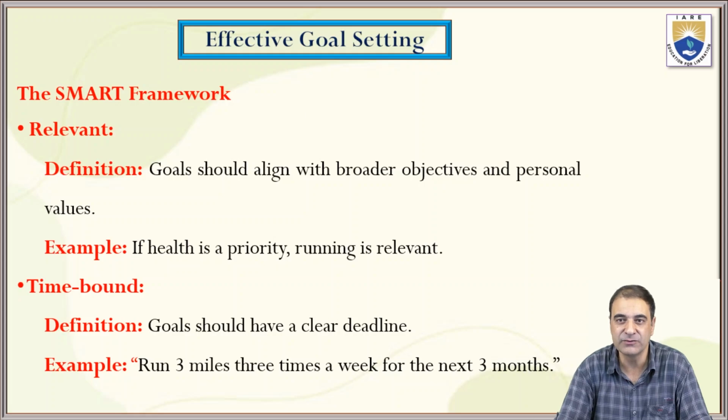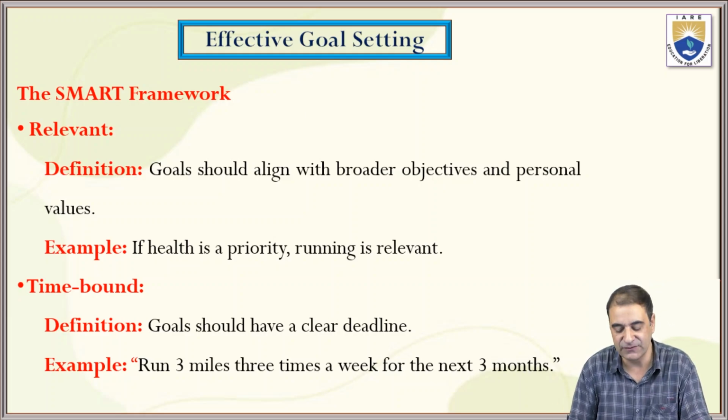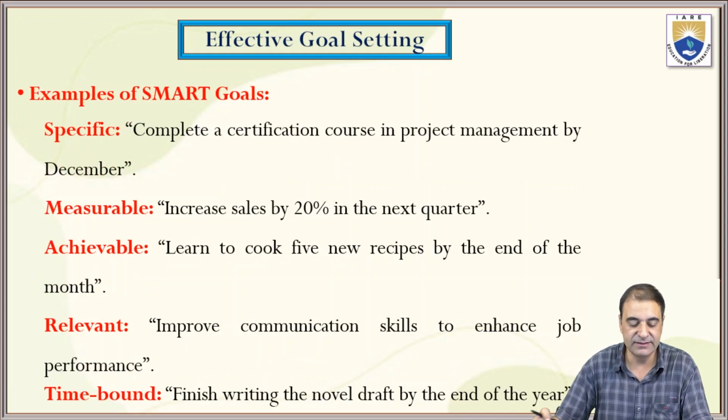It is time bound. It should follow the time. Like here, as I told you, run 3 miles 3 times a week for the next 3 months. Here we should assign time, then we can fill those goals.